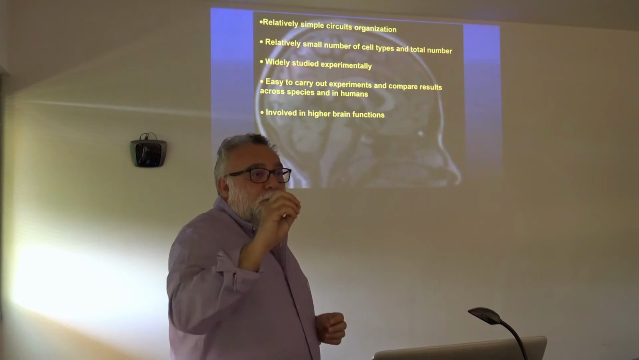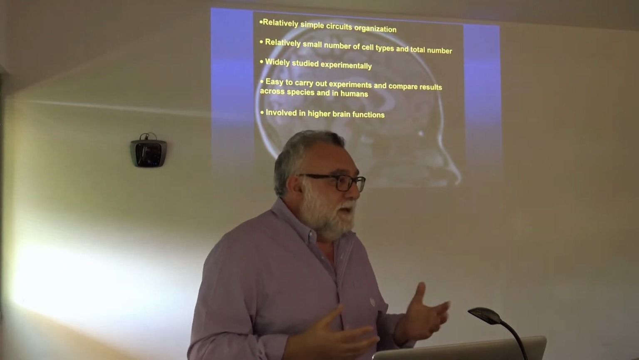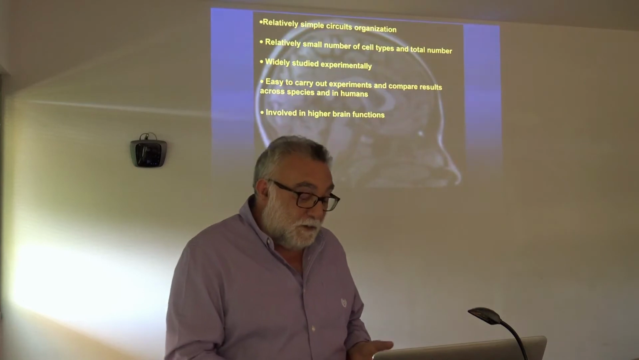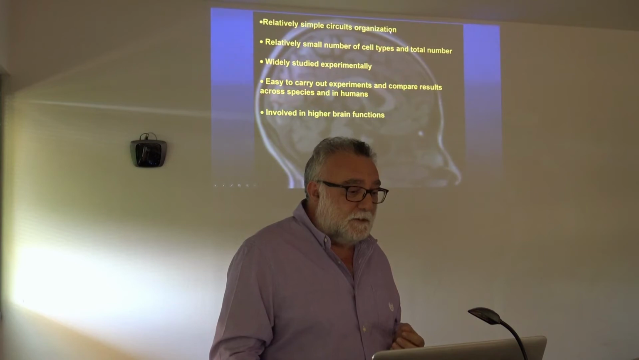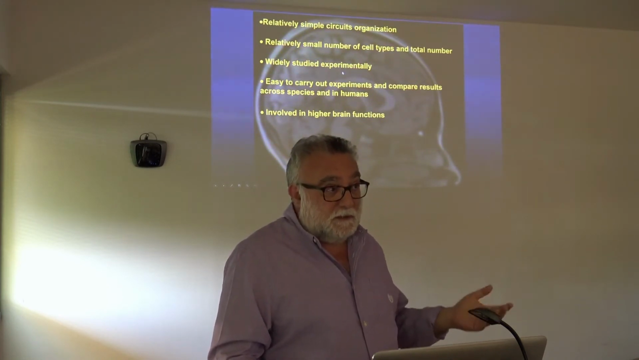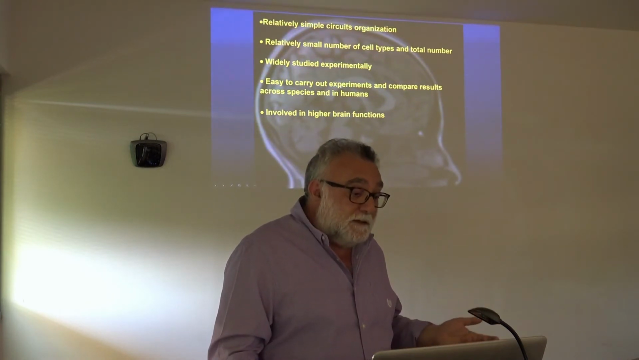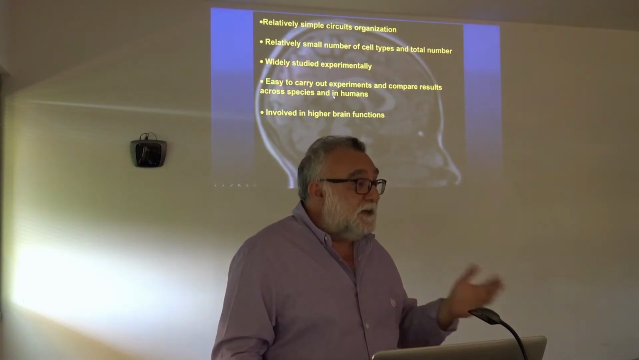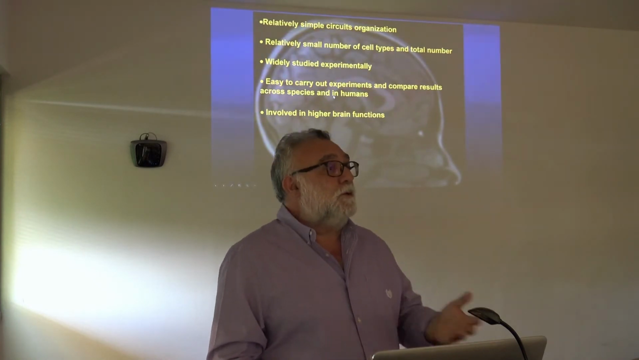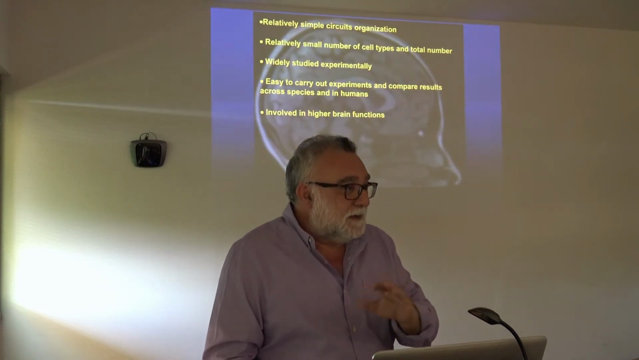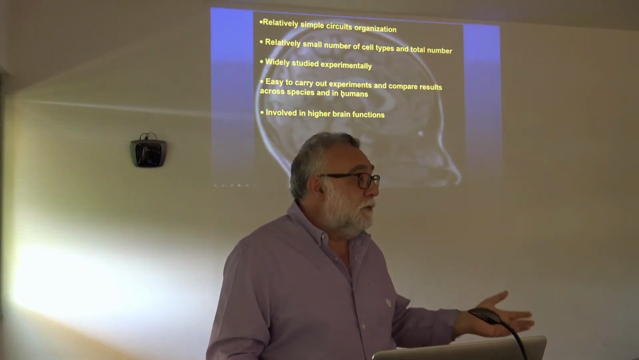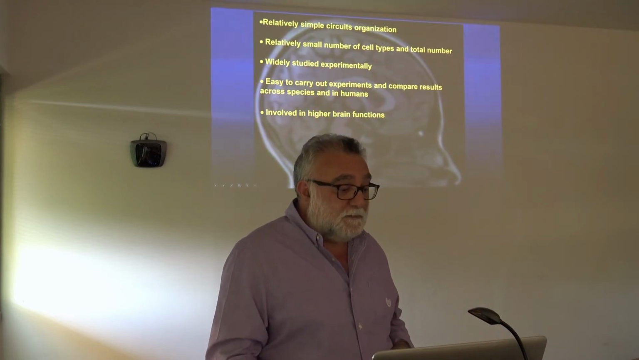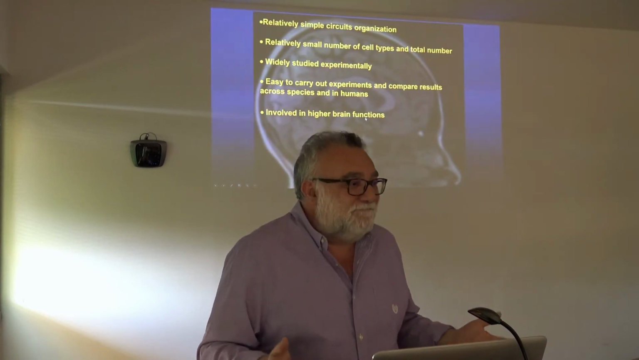We identify, of course, the region. There are many regions in the brain, but in order to be able to figure out something, you need to have a relatively simple sequence organization and a small number of cell types. They must be studied experimentally because we need the experimental data. It must be easy to carry out experiments and compare results across species and humans, because you cannot do experiments in humans unless there are some particular cases, but you can do experiments on animals. And it must be involved in other brain functions, because otherwise it is not fun.